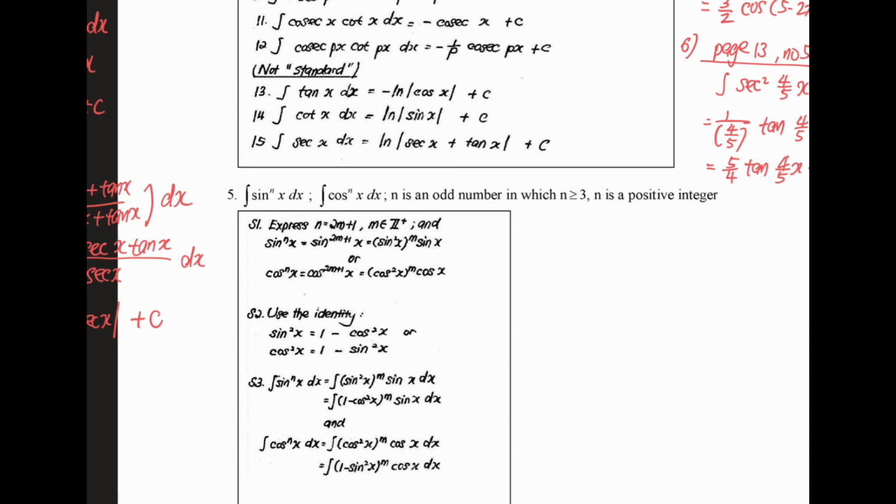So how do we integrate? You look at the steps here. For this odd power, you express n equal to 2m plus 1. Let me give one example in the meantime. Let's look at page 14, question 1 on top, extra exercise 3. I have integration of sine power 3x dx. Based on step 1, I have to change this to 2m plus 1, that is 2(1) plus 1.